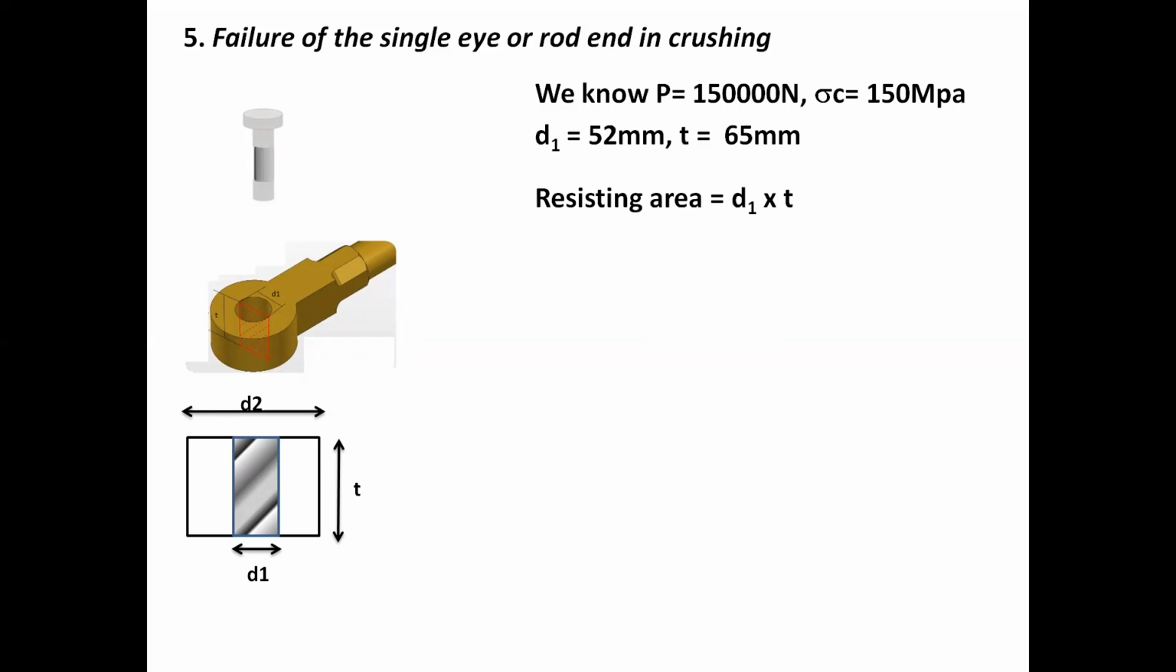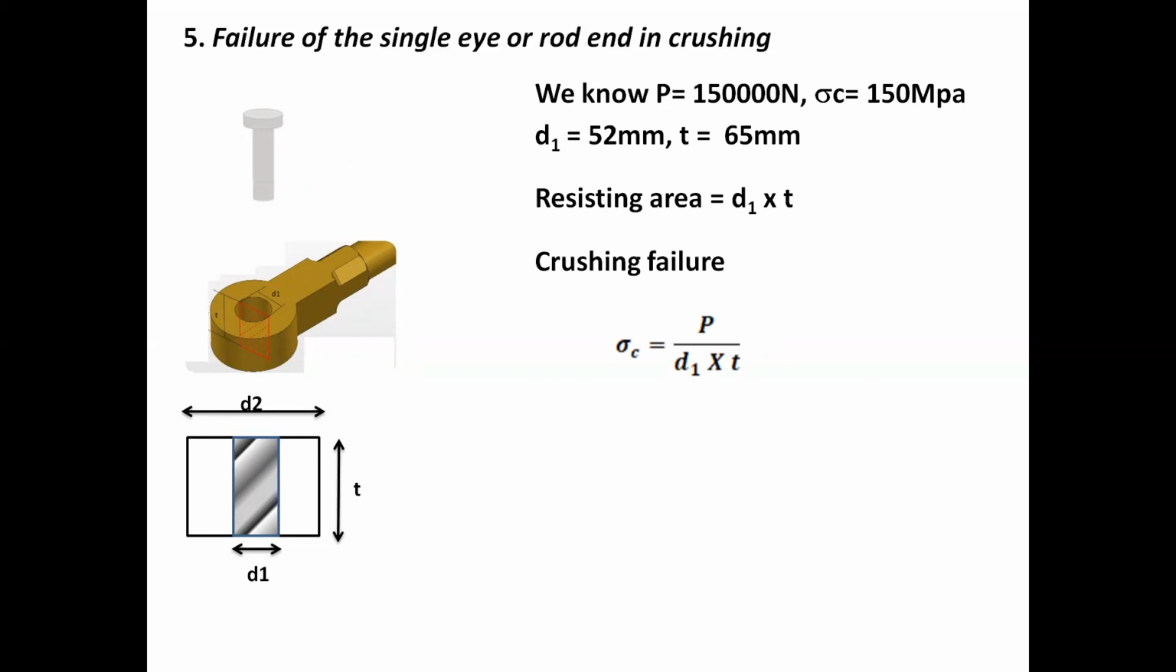Again, we know that the force is 150 kilonewton. Now it is a crushing failure, so the crushing stress is 150 megapascal. d1 is 52 mm, t is 65 mm. So the resisting area is a simple rectangle. Again and again you can look at that particular picture, and it is clear that the resisting area is only a rectangle which is d1 into t. So crushing failure is there. Crushing stress is equal to force divided by area. The resisting area is here d1 into t.